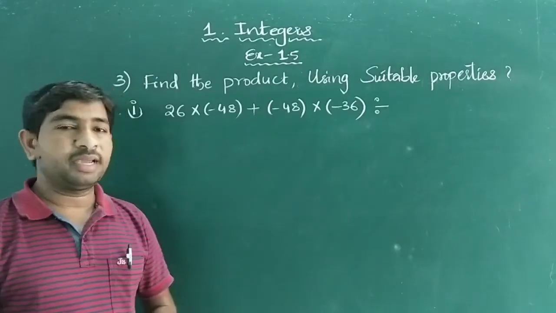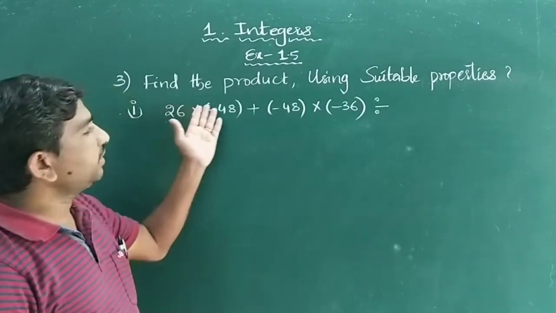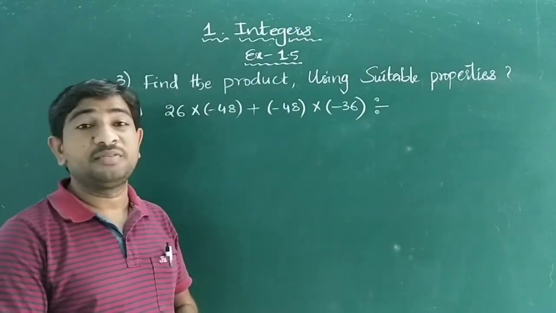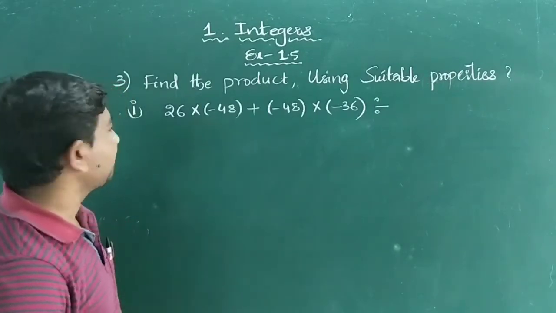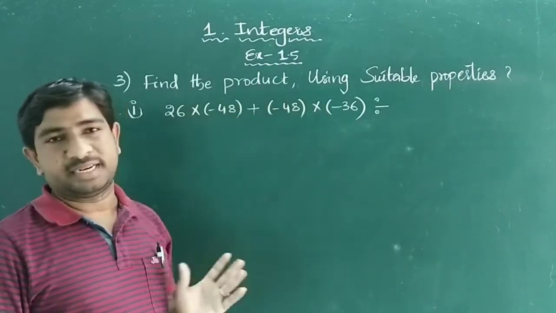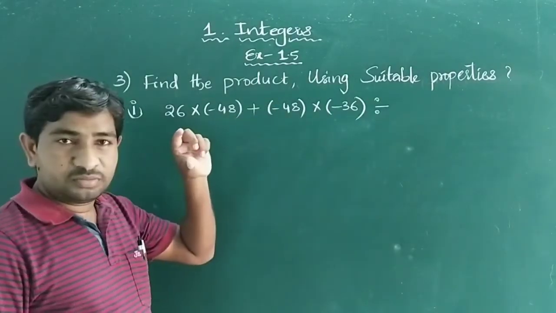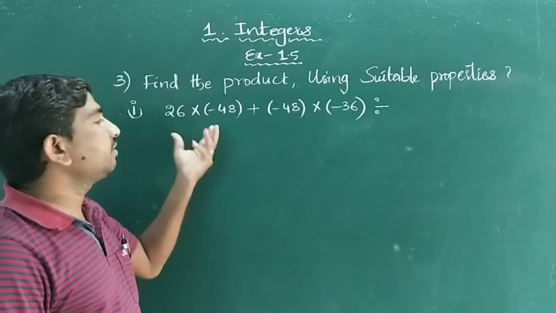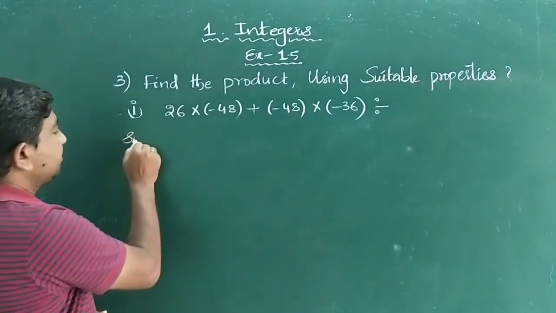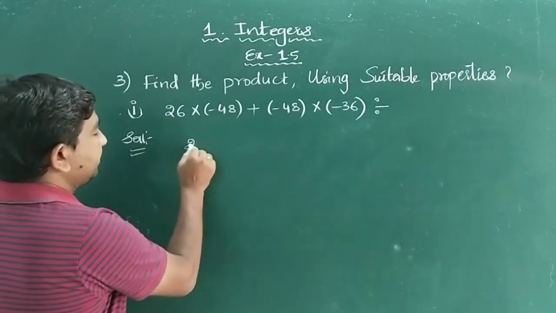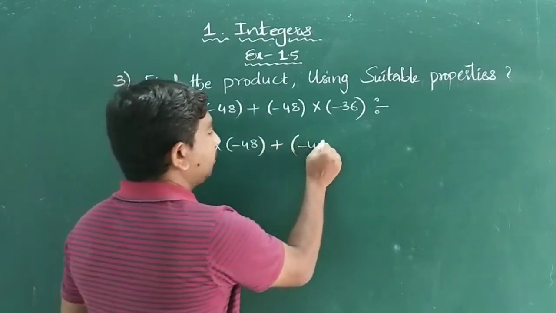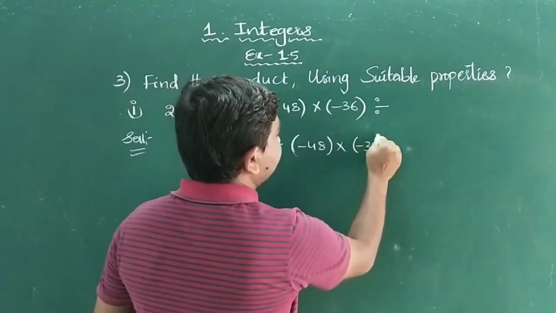Okay. Now the third problem. Find the product using suitable properties. So we have to use some properties here. First problem, let us see: 26 into minus 48 plus minus 48 into minus 36. Here we have to find what property is included in this. So first of all, write as is: 26 into minus 48 plus minus 48 into minus 36.